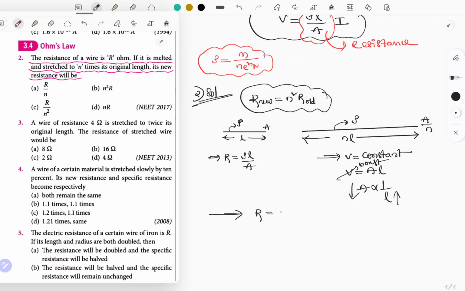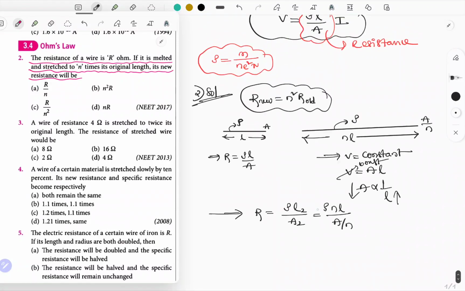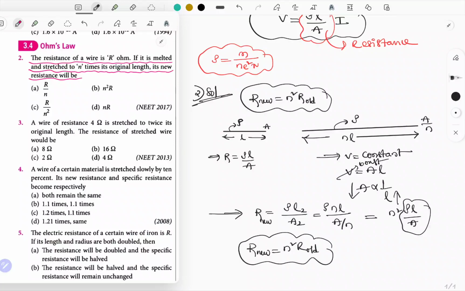Then new resistance is equal to rho L final divided by A2. So rho L final is equal to how many times of L? N times of L. A2 is A by n, it reduces by n times, which is equal to n square times of rho L by A. Where rho L by A is the old resistance, then new value of resistance R new is equal to n square times of R old. So this is how we are going to get a new resistance.